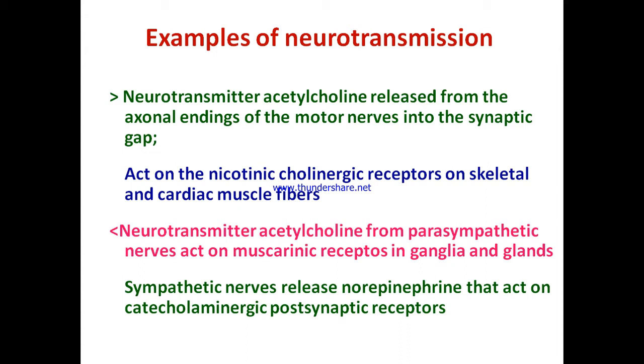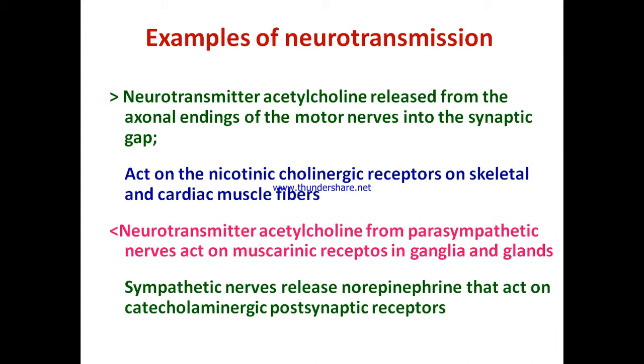Then if acetylcholine is released from parasympathetic nerves, this will act on muscarinic receptors in ganglia and glands. So if it is released from a motor neuron, it will act on the nicotinic cholinergic receptors on skeletal and cardiac muscle fibers. If it is released from parasympathetic nerves, it acts on muscarinic receptors in ganglia and glands. So that is what we have said in the previous slide. The physical contact between the neurons, pre and post synaptic neurons, is important.